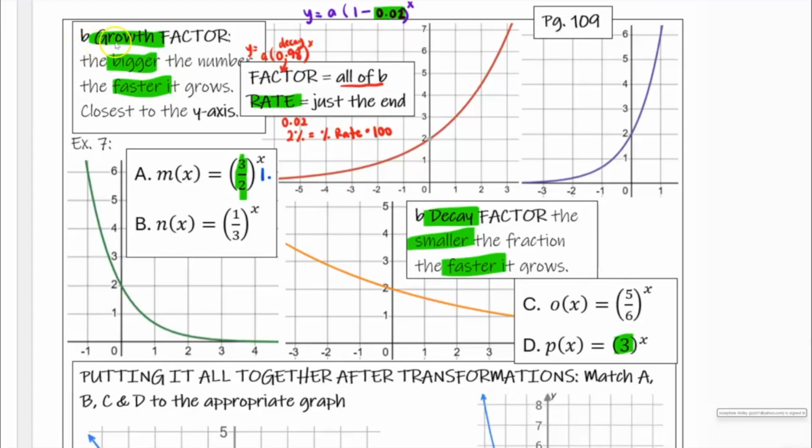It says for growth, the bigger the number, the faster it grows, the closest to the y-axis. Well, between 1 point something and 3, which is the bigger number? D, right? So I just now need to come to my graph and find which one is steeper. Again, if this was a roller coaster, would Miss Ainley be on this one, if she had to choose one, or this one? Definitely would not be on this one, because it's way steeper than this one, which is more gradual.